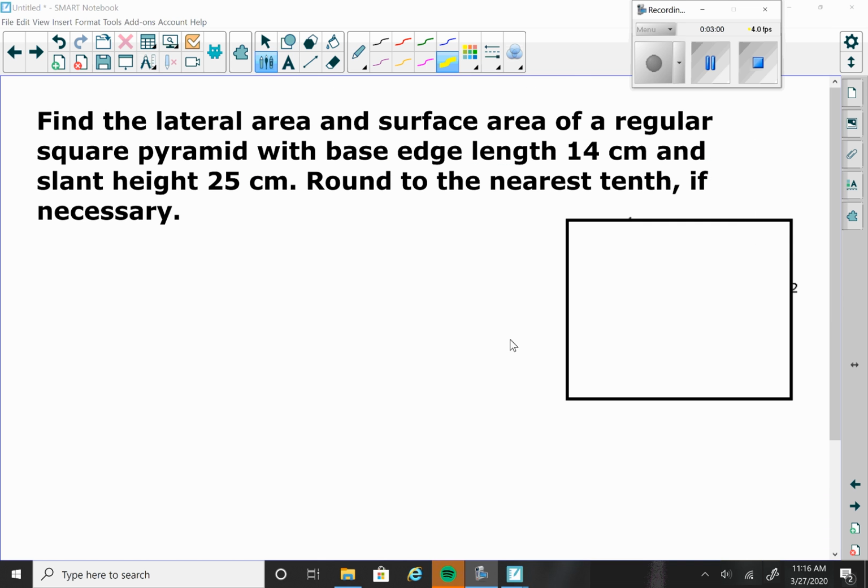Okay, so we want to find the lateral area and surface area of a regular square pyramid with a base edge length of 14. So again, my base is a square, it's a square pyramid. And then the slant height is 25. So that slant height, you're going to be using in your formula for the lateral area. And once you find the lateral area, add it to the base to get your total surface area. Probably don't need to round on this one. Again, pause the video. This is a pretty simple one. See if you can find the lateral area and total surface area of a regular square pyramid. Pause.